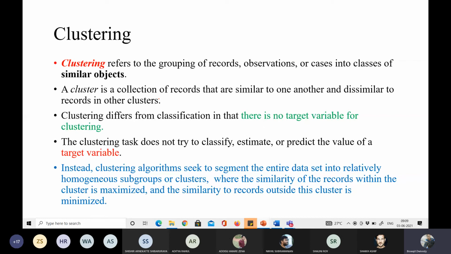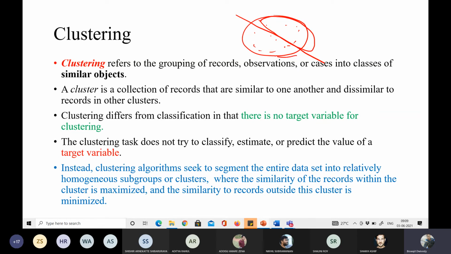A cluster is a collection of records that are similar to one another and dissimilar to the records in other clusters. So basically you will be given a set of records or data. Many data points will be there. We will be categorizing, or you can say classifying, into different parts or different classes based upon their properties, based upon their similarity.